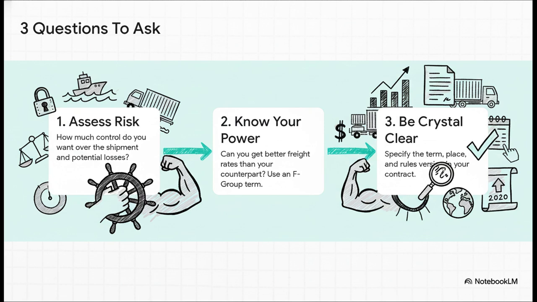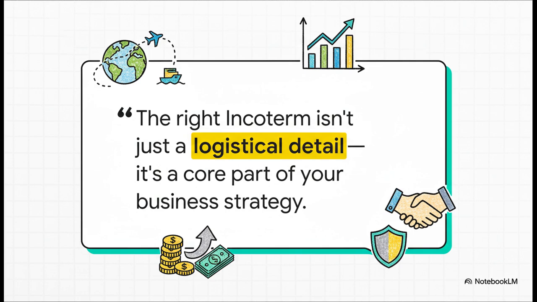And third, and this is absolutely crucial, whatever you decide, get it in writing. Be specific. State the term, the exact place, and the version of the rules. Something like FOB, Port of Shanghai, Incoterms 2020. And that's really the bottom line here. This isn't just some boring shipping detail. The Incoterm you choose impacts your final price, your cash flow, your customer service, everything. It is a massive strategic decision hiding inside a tiny three-letter acronym.